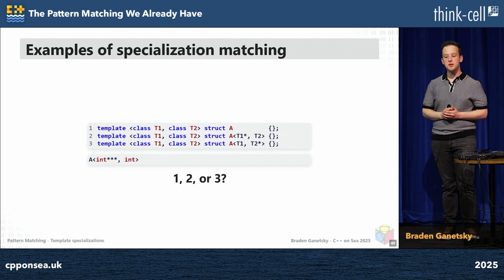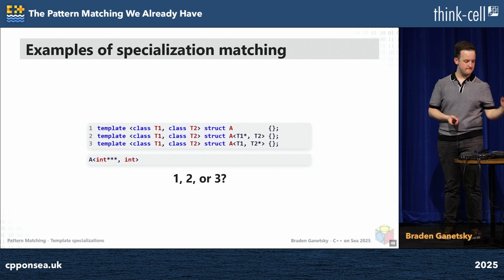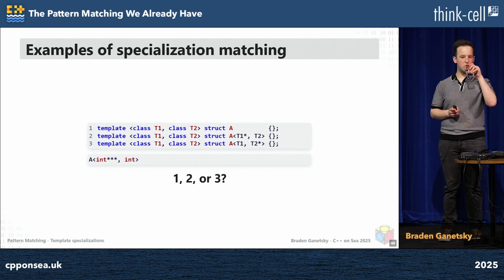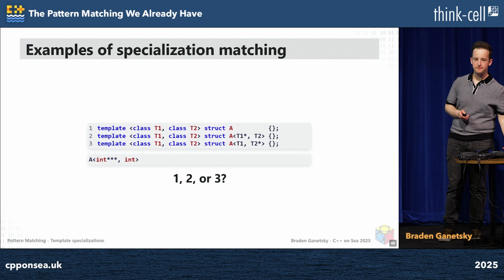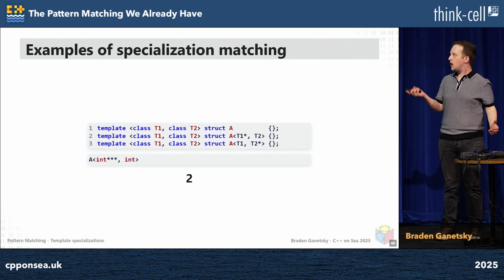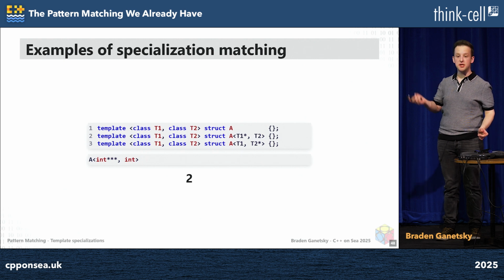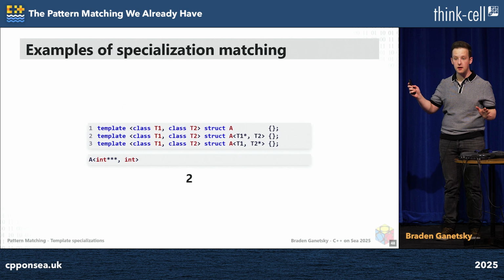What about int star, star, star, comma int? Is this 1? Hands up. What about 2? Hands up. And what about 3? Hands up. Yeah, so this is 2, right? And the reason being, well, int star, star, star, that's a pointer, so it still matches the one on 2, right? We have T1 star, and in this case, T1 just gets matched as int star, star. But that's fine. That's still a pointer type. It's a pointer to pointer to pointer, but it's still a pointer.